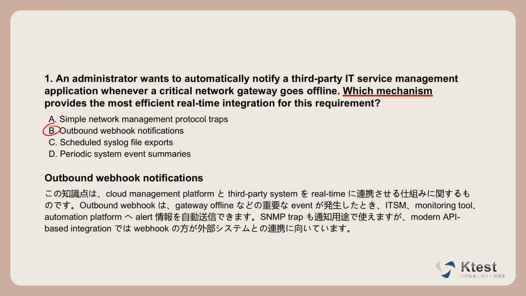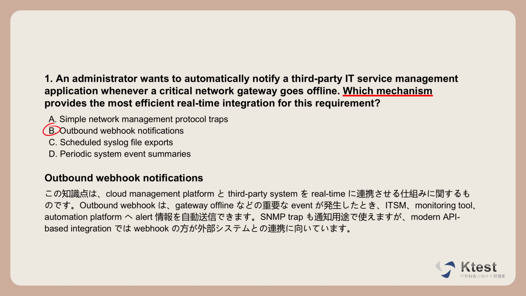Right. Instead of the management system just waiting around to be pulled for an update, the exact moment a gateway drops, a webhook pushes an HTTP-based notification directly to the external application, like your ITSM platform, in real time, which goes right back to that push notification idea we mentioned. It's instant. Exactly. And just like a push notification saves your phone's battery, a webhook saves massive amounts of network bandwidth because it only transmits data when an event actually happens. Oh, wow, that makes perfect sense.